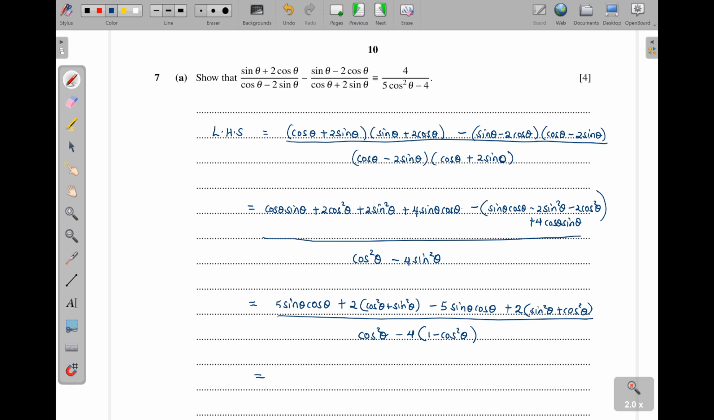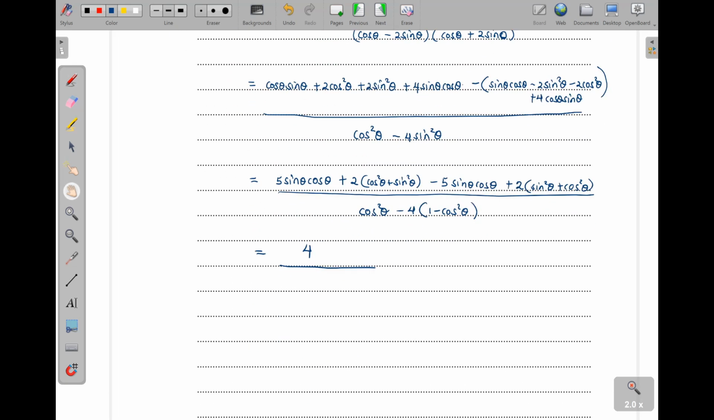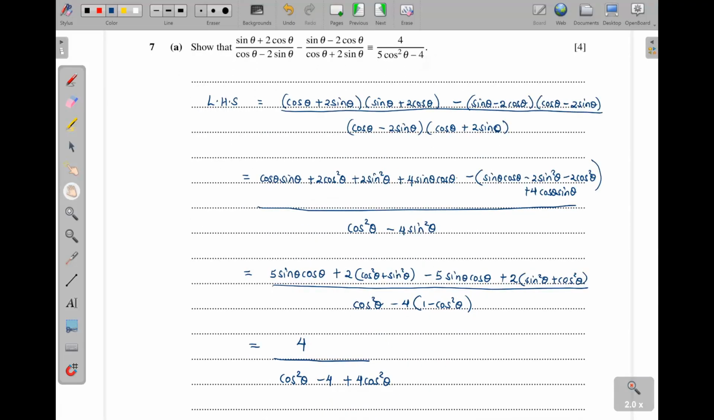Now you can see that this part here is going to go with that one. Okay, and then this one here is a 2 plus a 2. That one gives us a 4. So we shall have a 4 here. And then down here we have cos squared theta minus 4 when I open the brackets, then plus 4 cos squared theta. So 4 plus 1, that one gives us a 5. So meaning our answer is 4 over 5 cos squared theta minus 4. That is exactly what they have told us to prove.